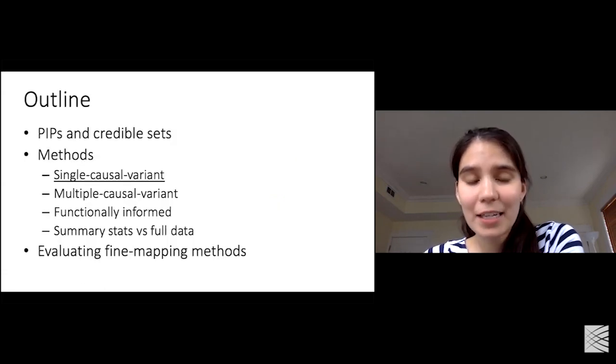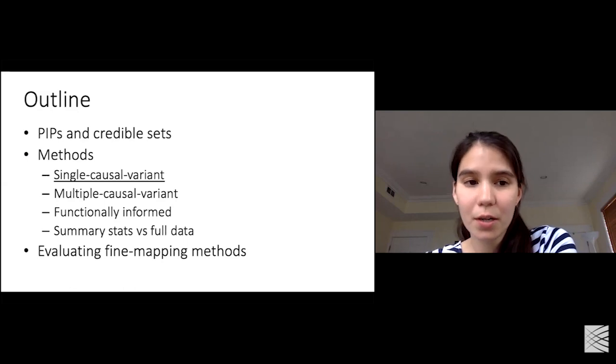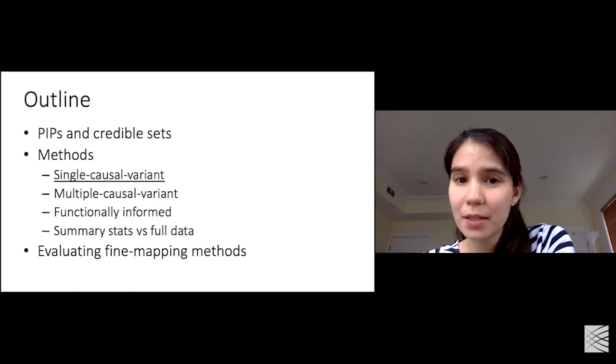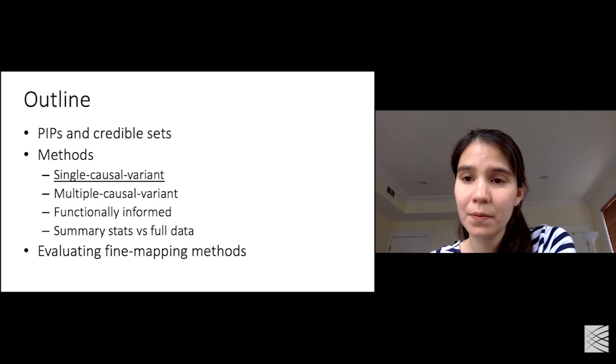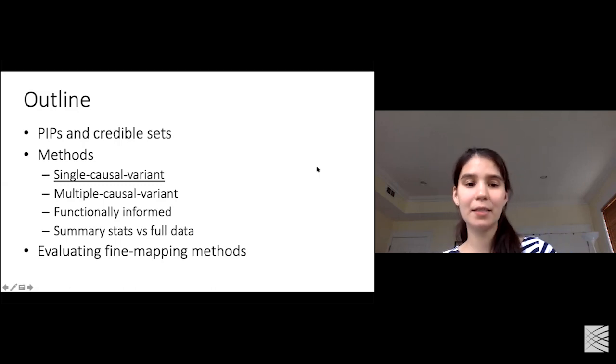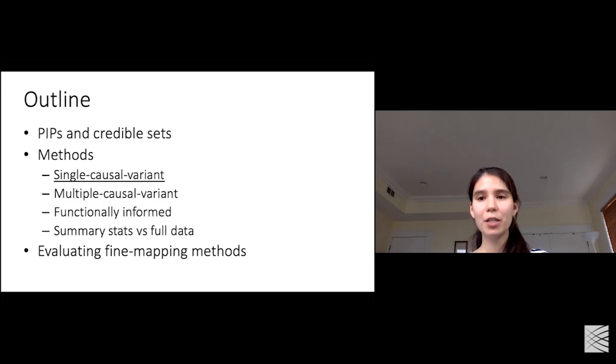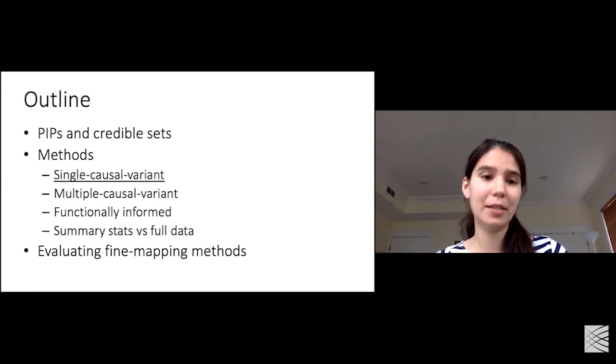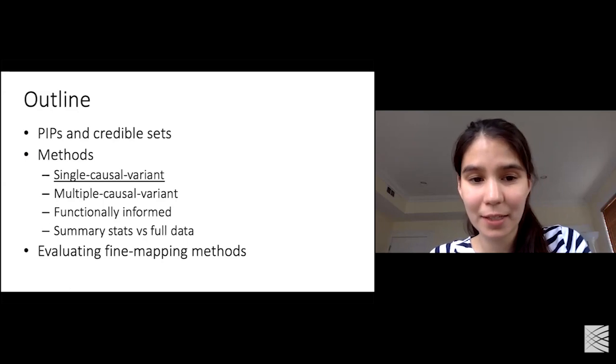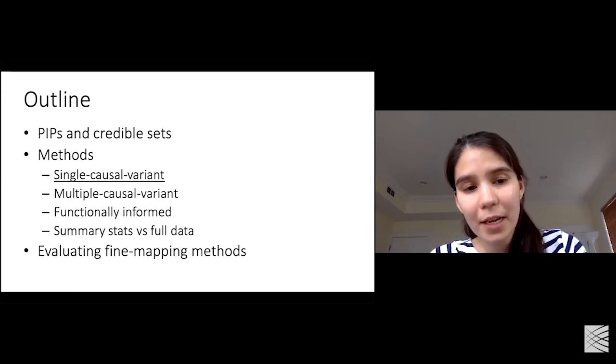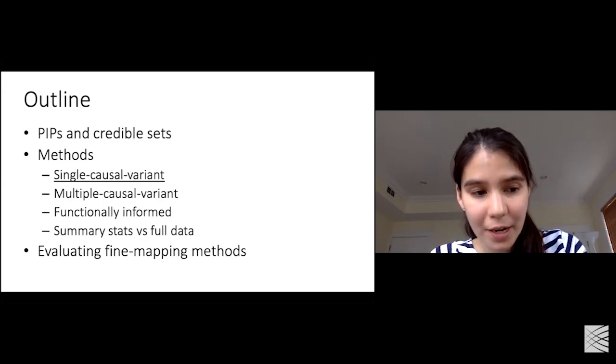So let me again ask if there are questions so far on PIPs and credible sets. Okay, so with that, I'll dig into how we actually try to compute these PIPs and credible sets. And I'll start with the case of single causal variant fine mapping.